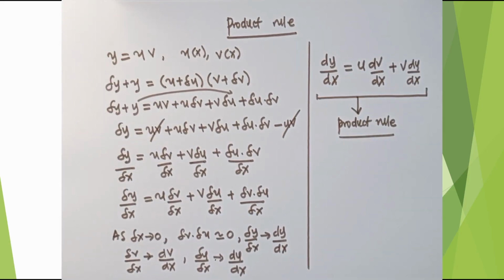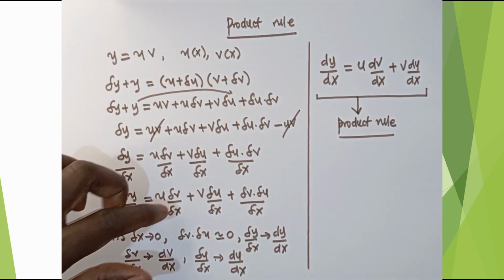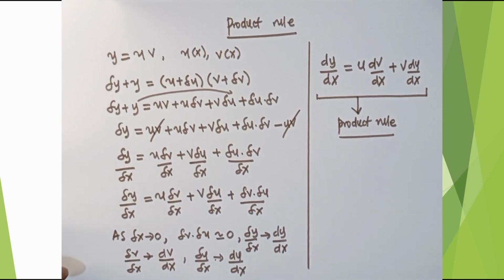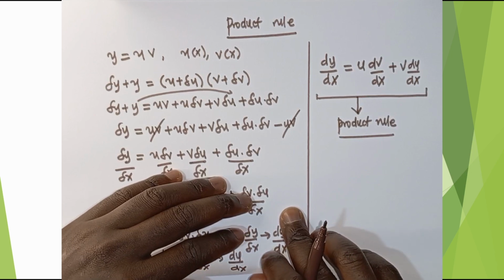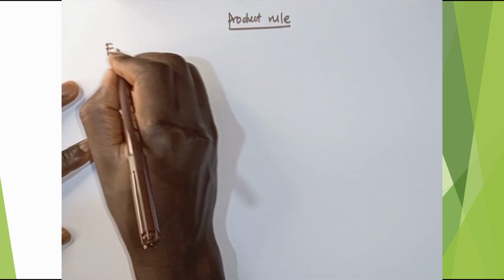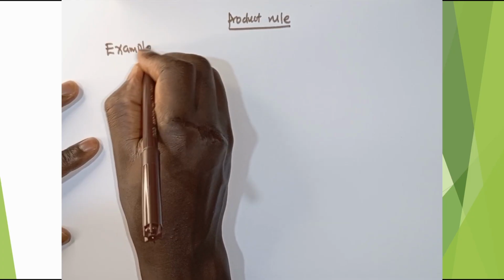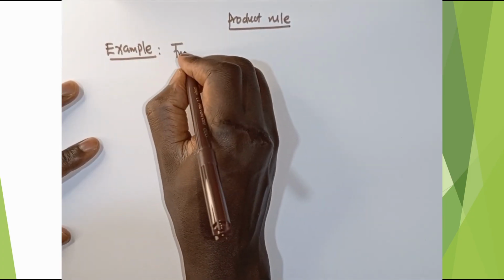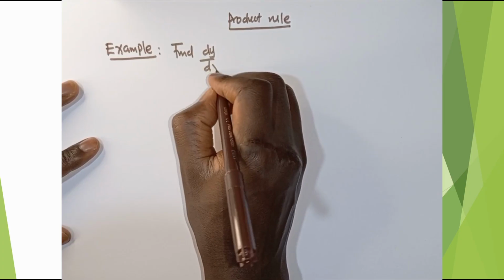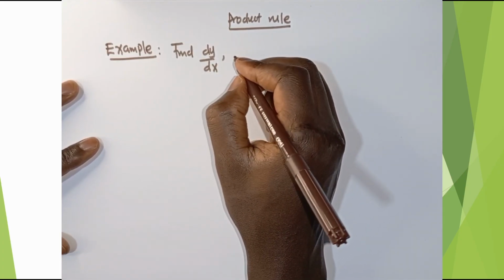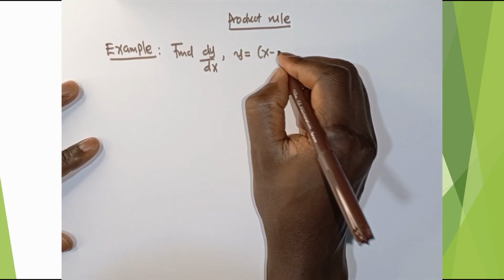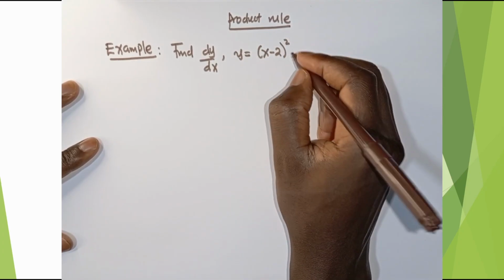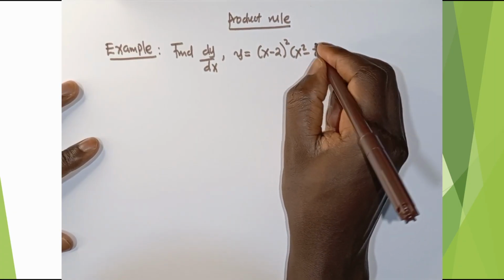And we are going to see examples concerning the product rule so that you also understand how to use it. Let us take the first example. I'm going to give you a trial question, so I want you to understand this one very well. So example 1, if they tell you find dy by dx, and they give you y. For example, y is equal to (x minus 2) squared, times (x squared minus 2).